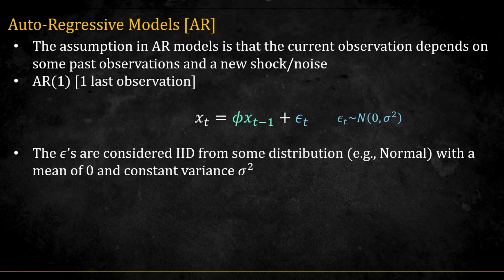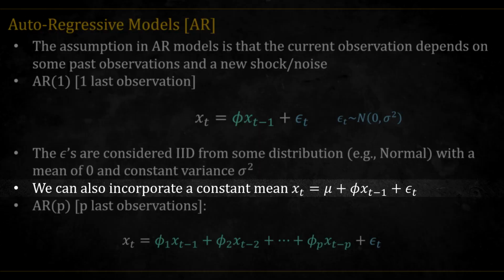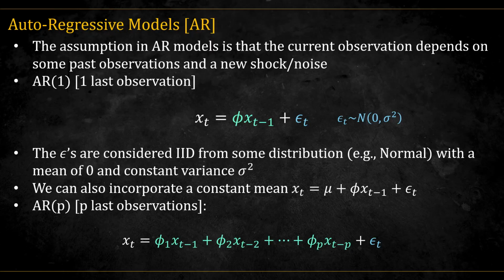An AR1, a first-order AR process, can be written like this. The current value, x of t, depends on some linear function of the previous value, x of t minus 1, plus some new shock, epsilon t. The epsilons are considered IID from some distribution, for example, normal with a mean of 0 and constant variance. We can easily incorporate a constant mean, but this usually isn't very interesting as we can simply model the de-meaned series x minus mu. An AR of order p is one where we use the p last observations as shown here.